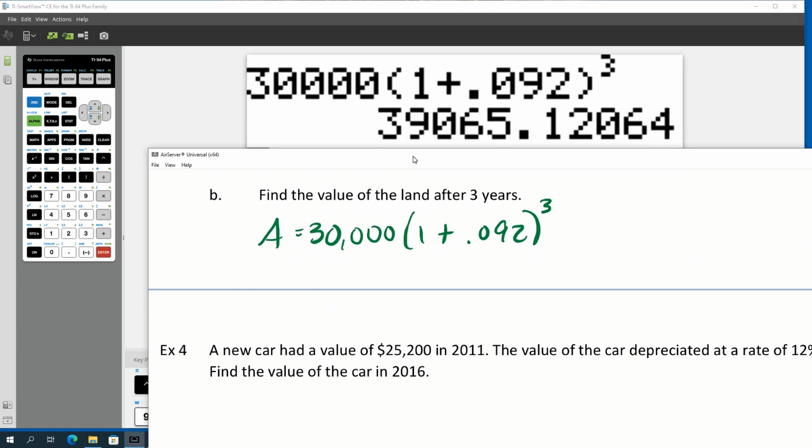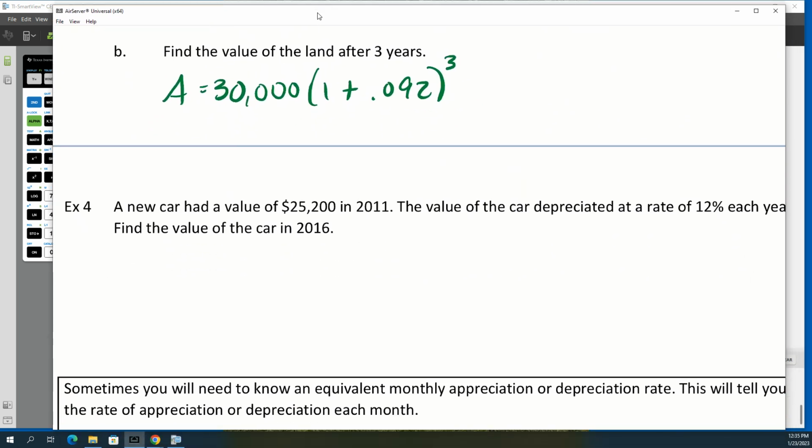Okay, so it gained over $9,000 in 3 years just sitting there. So definitely a good investment. All right. We are going to only do one more, so those last two examples we're not going to worry about today.